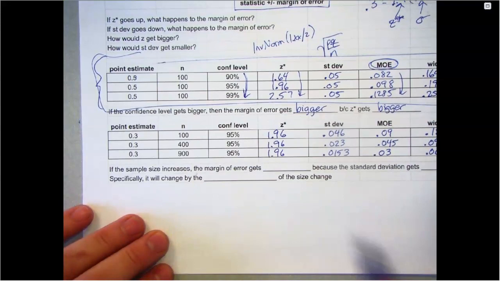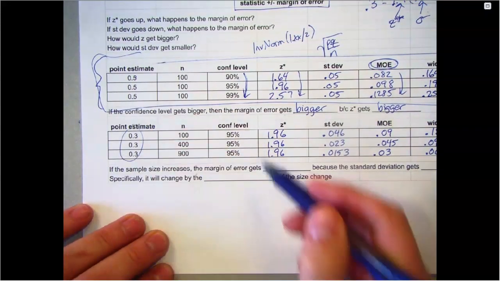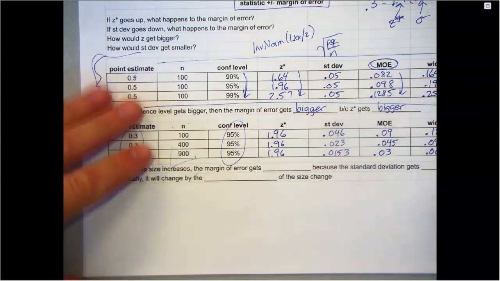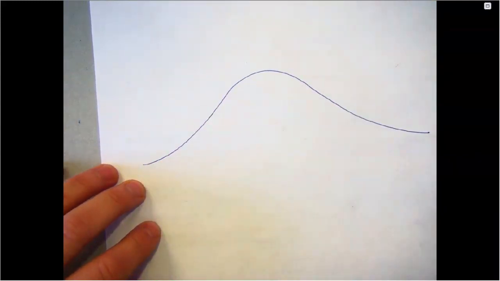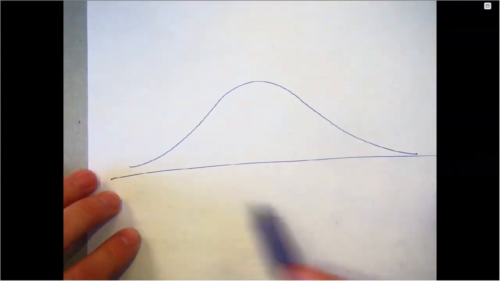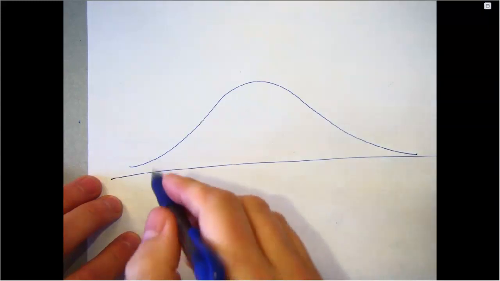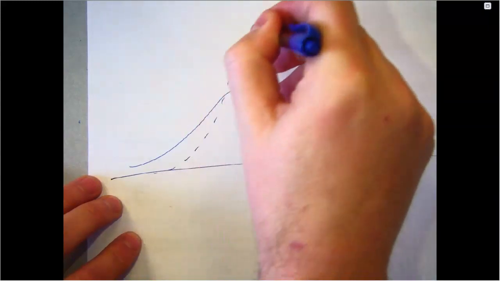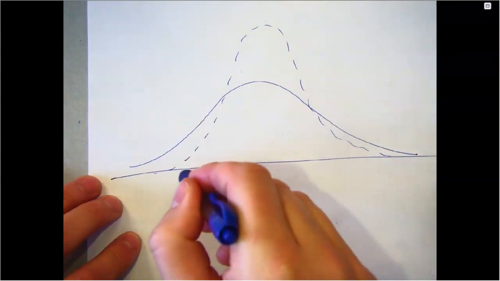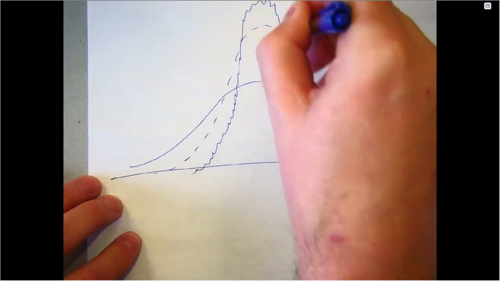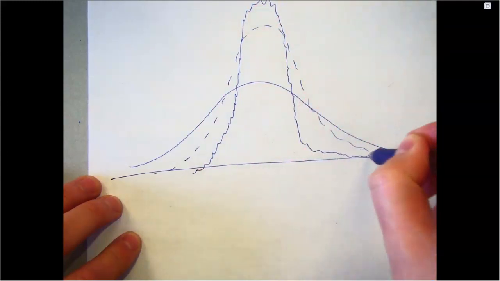So again, notice what I changed. I didn't change the point estimate. I didn't change the confidence level, but I did change n. Remember we talked about before, as n increases, so this might be a sketch of a smaller n. But as n increases, what happens to the shape of that? It gets skinnier and taller. So if n was a little bigger, it would look like this. If n was even bigger, I don't know how to write it a different way, but it would look like Bart Simpson.